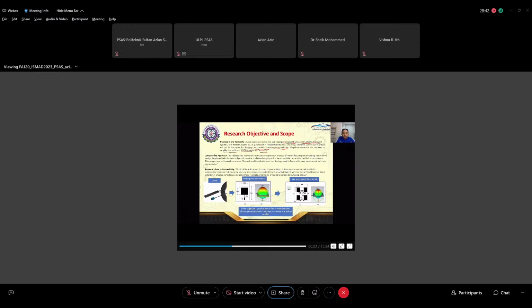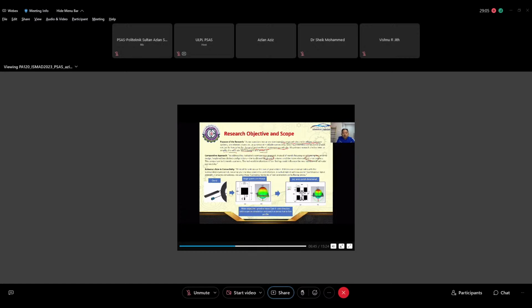So the next one is comparative. What approach are we using? We are using the comparative approach. To address this, I adopted a comparative approach. Instead of merely focusing on enhancing the antenna's design, I explored two distinct configurations: one, the single patch antenna, and the other, a more advanced 2x2 array.